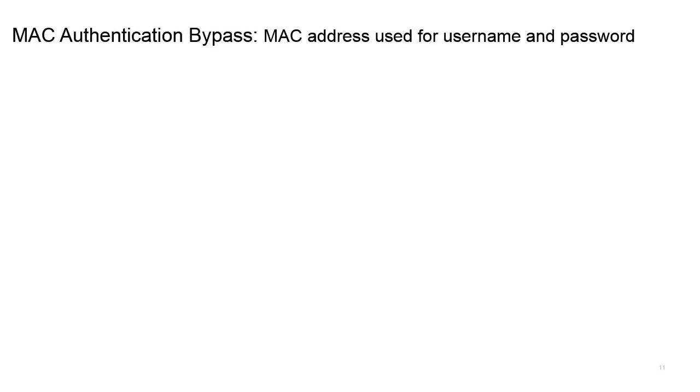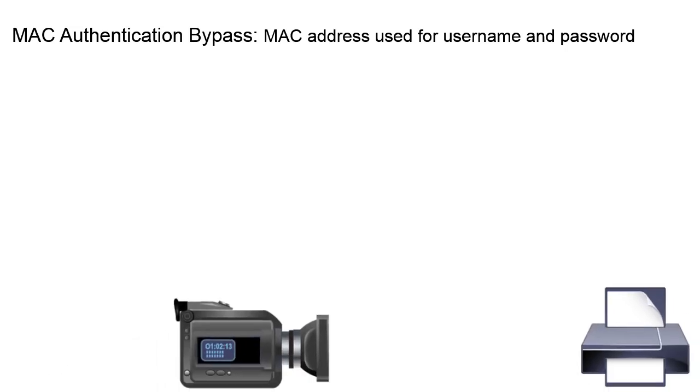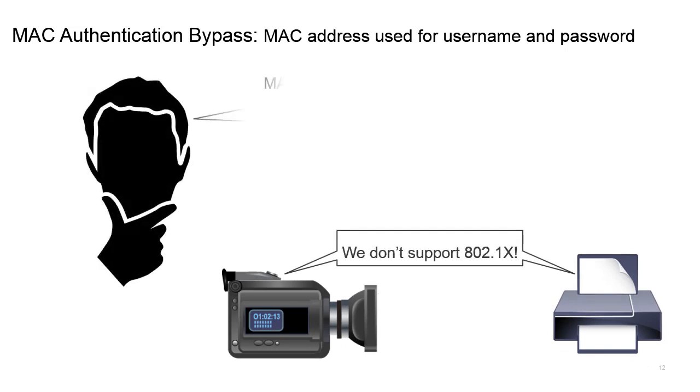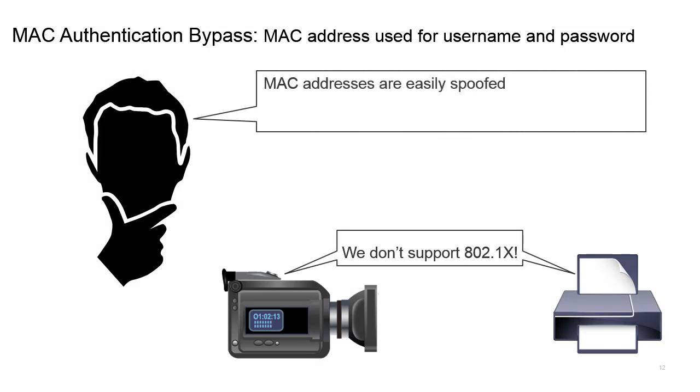Static MAC Authentication Bypass, or MAB, uses a MAC address for both the username and the password. This is the most basic form of authentication, used for devices that simply do not support 802.1x. But there are some concerns. Because MAC addresses are easily spoofed, they are a relatively weak form of authentication. Even so, they are still a good first step for device identification.